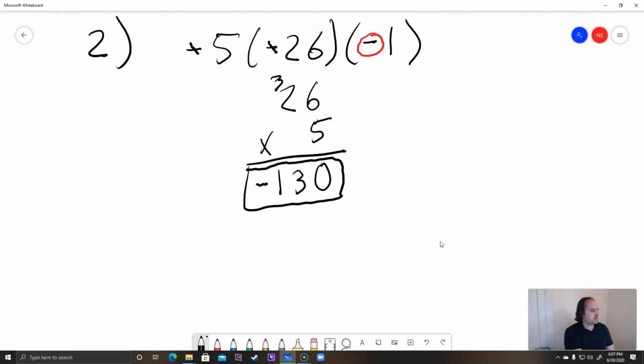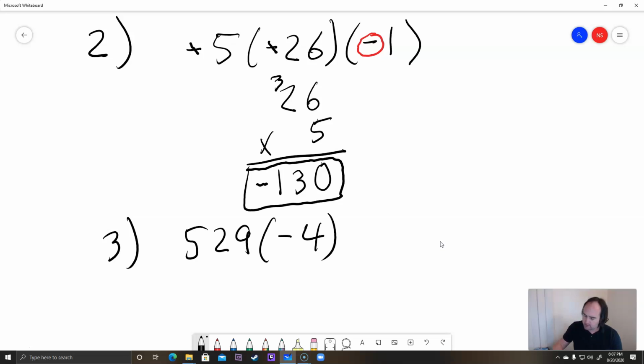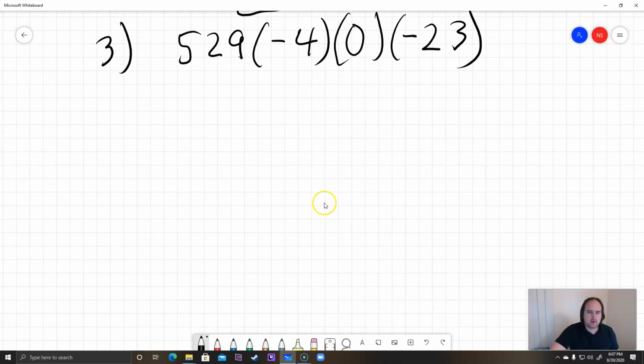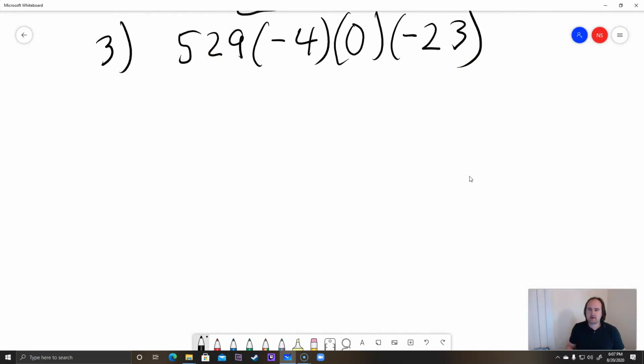Okay, so I want to do a couple more examples. Example number 3, same instructions, multiply. This one we're going to do 529 times negative 4 times 0 times negative 23. Now something you need to realize is any number times 0 is automatically 0. So if you have a 0 and you're multiplying a bunch of things together, this is automatically going to be 0.